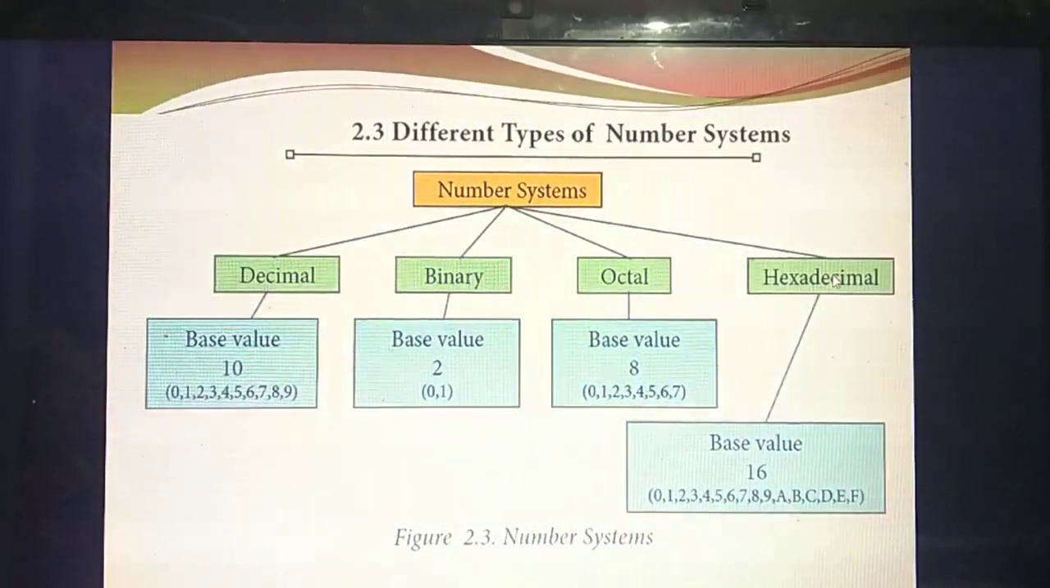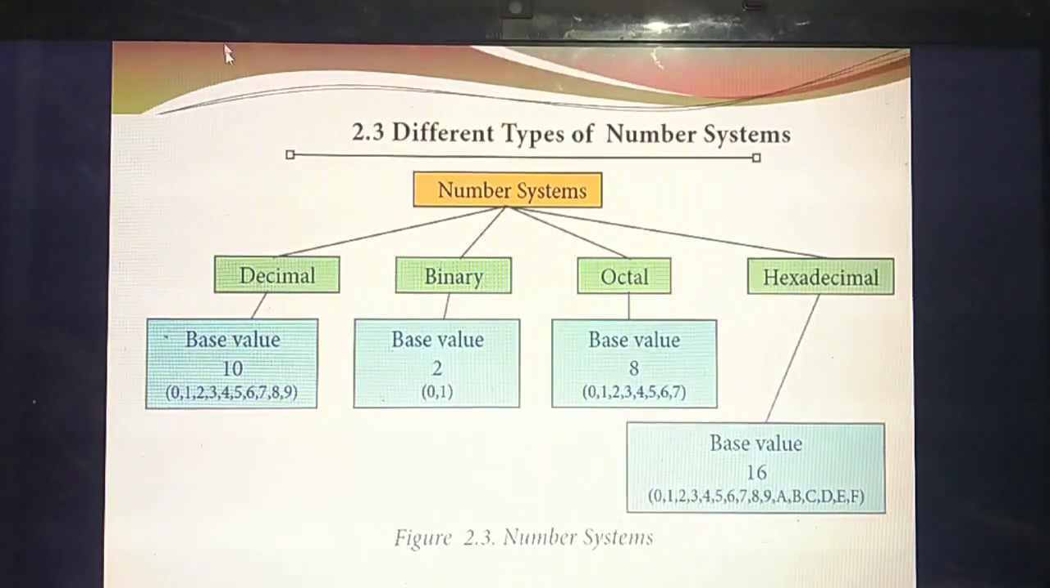Yes, listen. Totally there are 4 different types of number systems. First one is decimal number system. Second one is binary number system. Third one is octal number system. Fourth one is hexadecimal. Very easy.